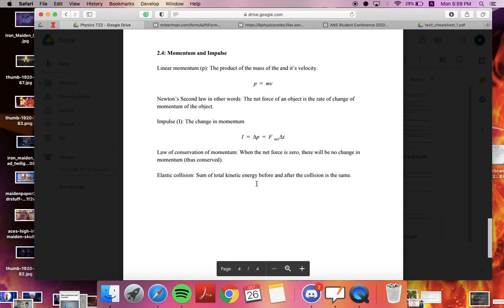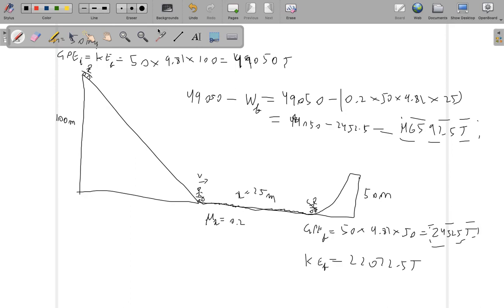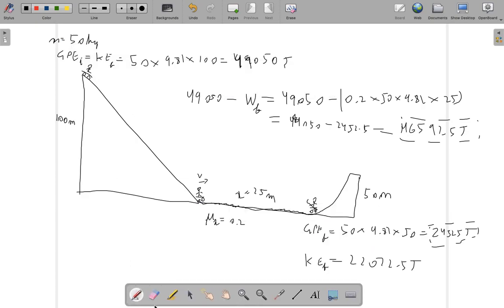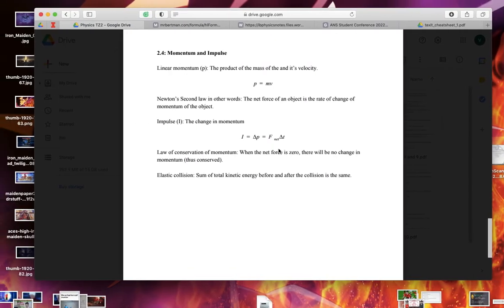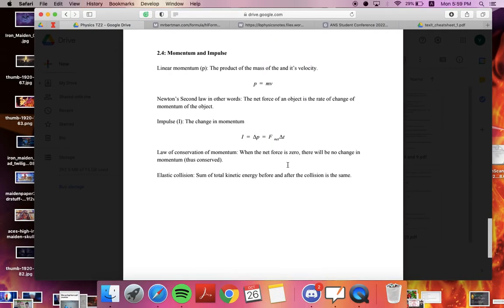part, momentum and impulse. Well, now it's time to get rid of this mess of a working and drawings over here. Come down here. Yeah, thank you. Okay, so the last part, momentum and impulse.